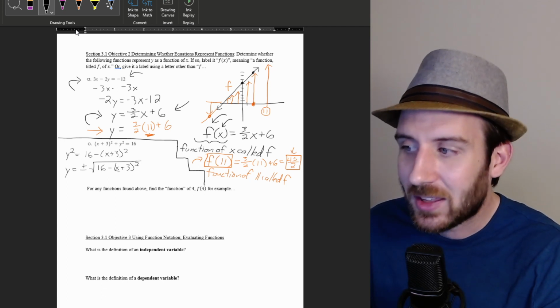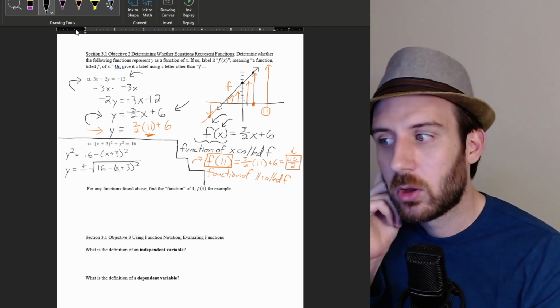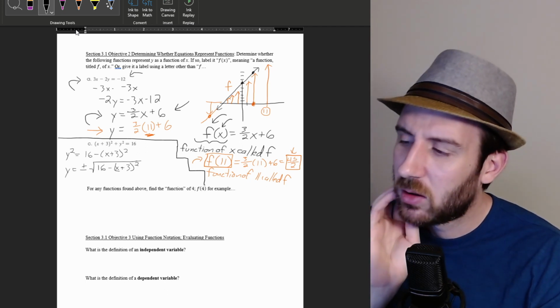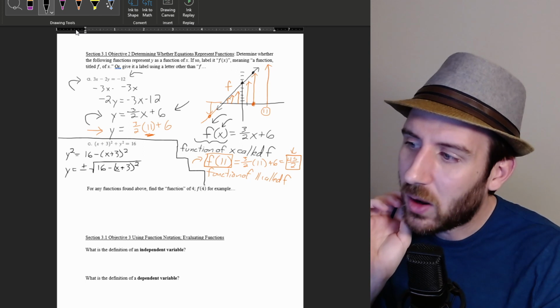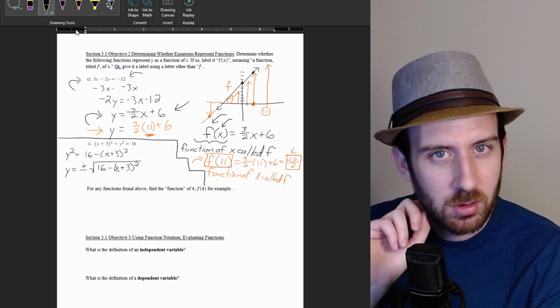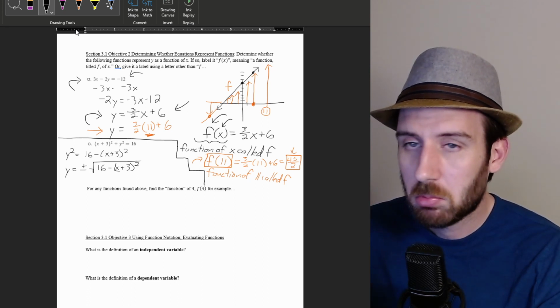Now let's ask ourselves, is this a function? Well, no, it wouldn't be a function. Do you know why? Read it off again. Y equals the plus or minus of a bunch of stuff. So again, take a number like 11.